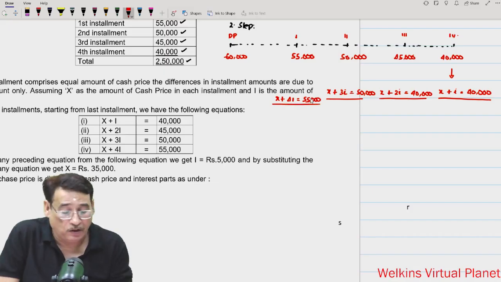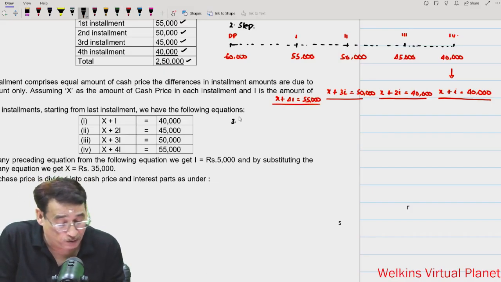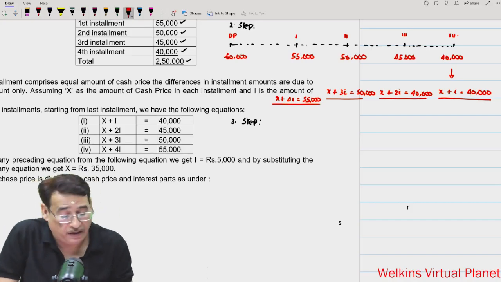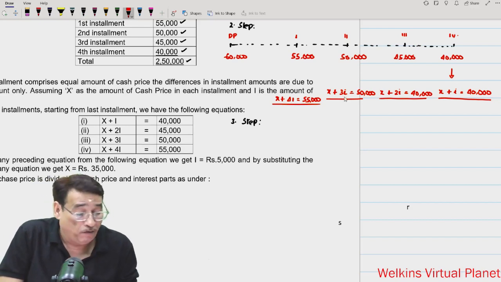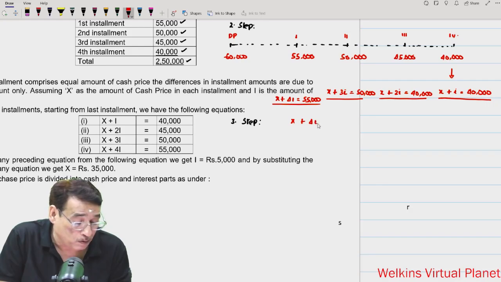Correct? Once you have framed these equations, now under step third, what you are supposed to do? Under step number three, all you have to do is subtract. In fact, you can subtract any equation from the preceding one. But just to make the point a little bit clearer, let us say the first installment is X plus 4i is equal to 55,000.